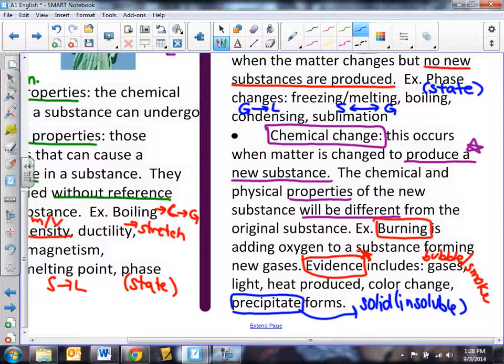So I'll just give people a second, and then I have a few pictures at the top so that we can indicate what kind of evidence there would be in each of those to prove that it really was a chemical change, or perhaps that it's just a physical change and that's all.